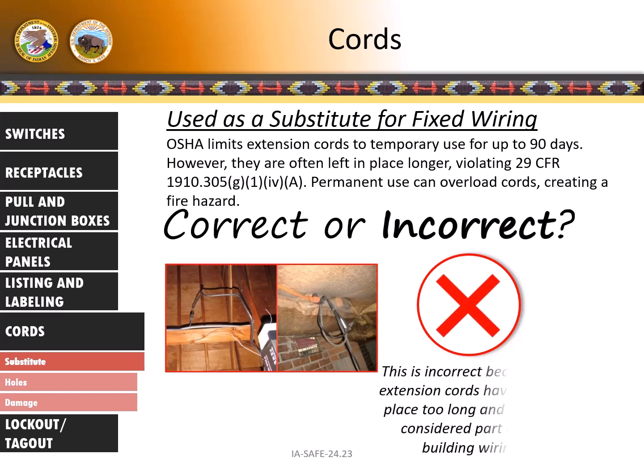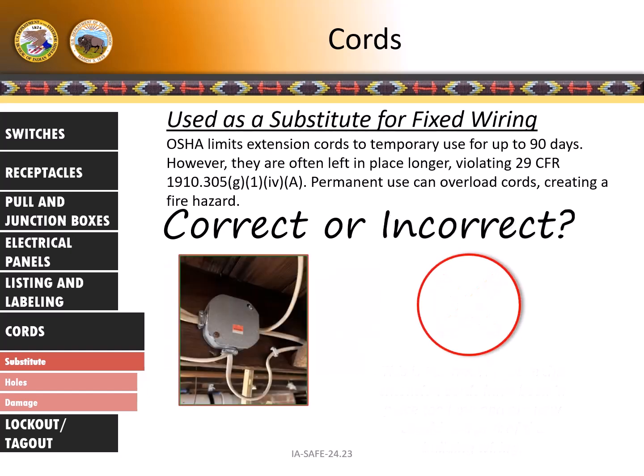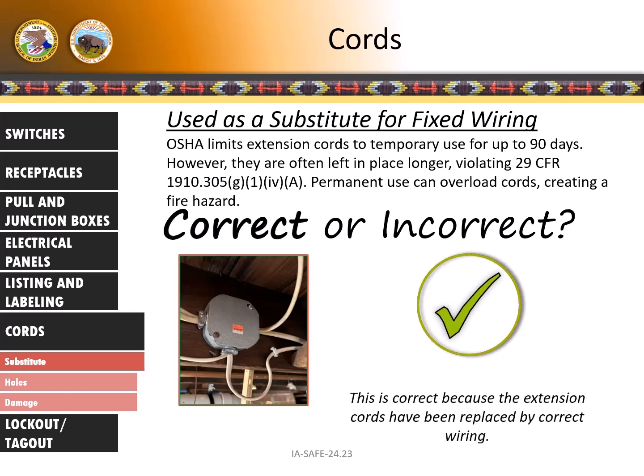This is incorrect because the extension cords have been in place too long and are now considered part of the building wiring. Is this example correct or incorrect? This is correct because the extension cords have been replaced by correct wiring.